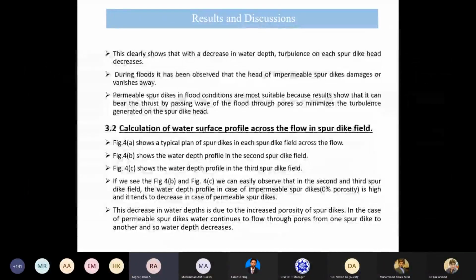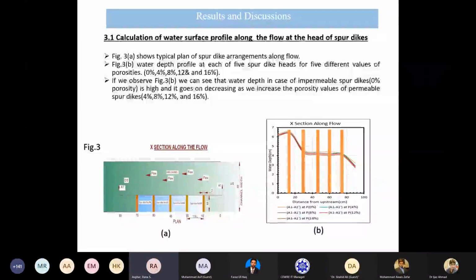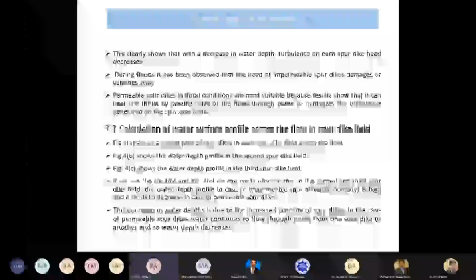This clearly shows that with the decrease in water depth, turbulence on each spur dike decreases. As you see in the figure, as we increase the porosity, the water depth at head of each spur dike decreases. As you can see, the brown line is the water depth profile at 16% porosity. You can see that as we increase porosity, water depth decreases.